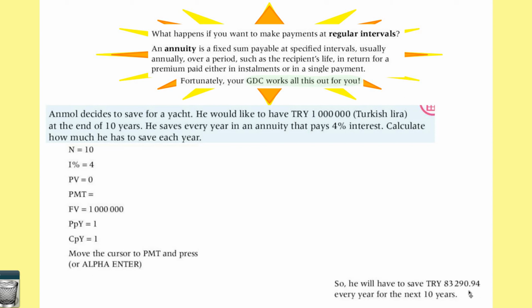Why did I say month? He saves every year. It said it right there. Where did I even get month? Apologies. Nowhere did they say month. I don't know why I said that. He saves every year. So he needs to put this much in every year for 10 years at a 4% interest rate. At the end, he'll have 1,000,000 Turkish lira.